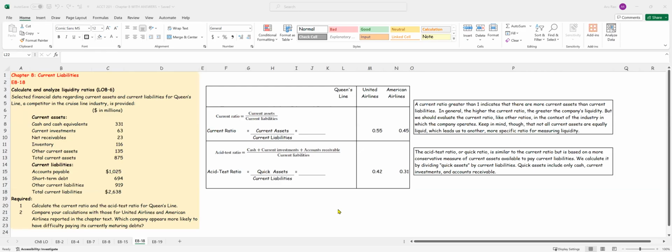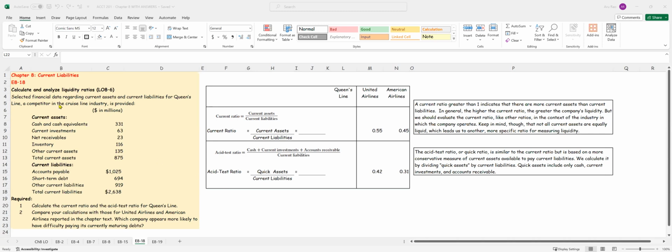Welcome back. Let's take a look at another exercise in chapter 8. In this one, we are focusing on just two financial ratios. We will see how to calculate the ratios and analyze and interpret what it is telling us about the company.